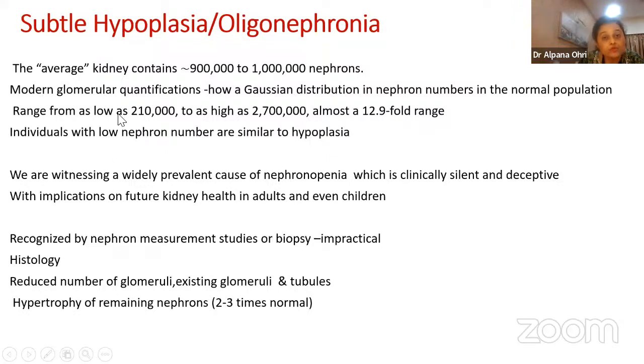And these individuals who have fewer nephrons are actually suffering from hypoplasia. They are at risk for all complications which any child with renal hypoplasia will incur. So we are witnessing a widely prevalent cause of nephropenia, which is clinically silent and deceptive, and which has implications for future kidney health in adults and even children. So how do we recognize this subtle renal hypoplasia? I would be coming to that in the next few slides.